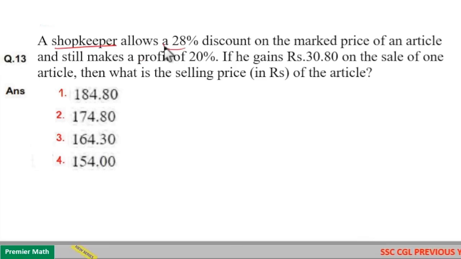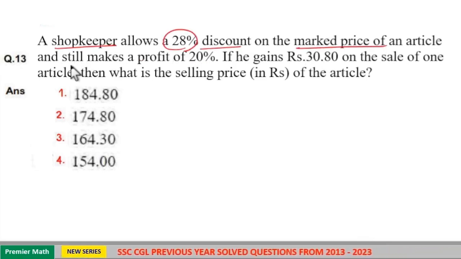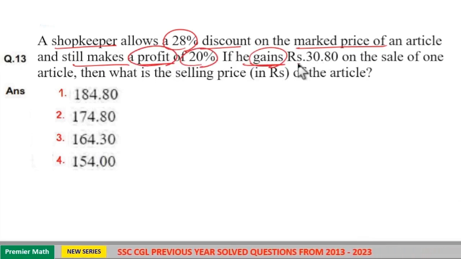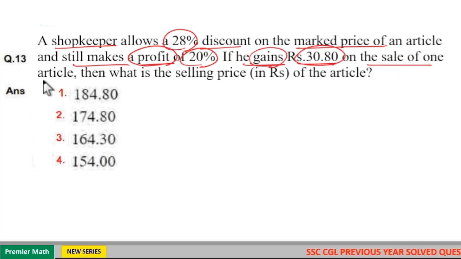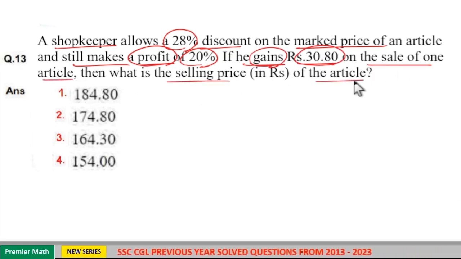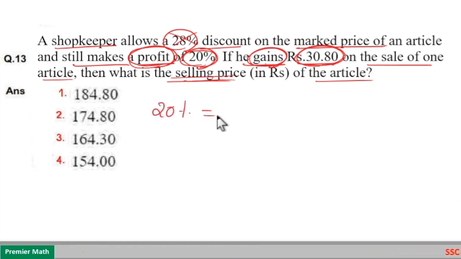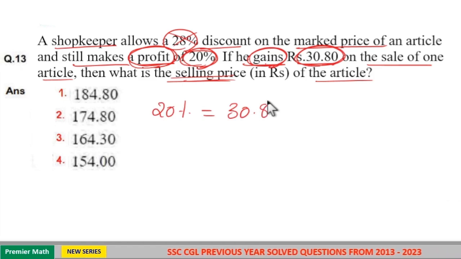A shopkeeper allows 28% discount on the marked price of an article and still makes a profit of 20%. If he gains 30.8 rupees on the sale of one article, then what is the selling price of the article? Here we don't need the discount, because the question says profit is 20% and gain is 30.8. Then we need to find the selling price. So this is simple, profit and gain are same. Profit 20% means 20% is the gain, that is gain is equal to 30.8 rupees. Now 20% is 30.8.